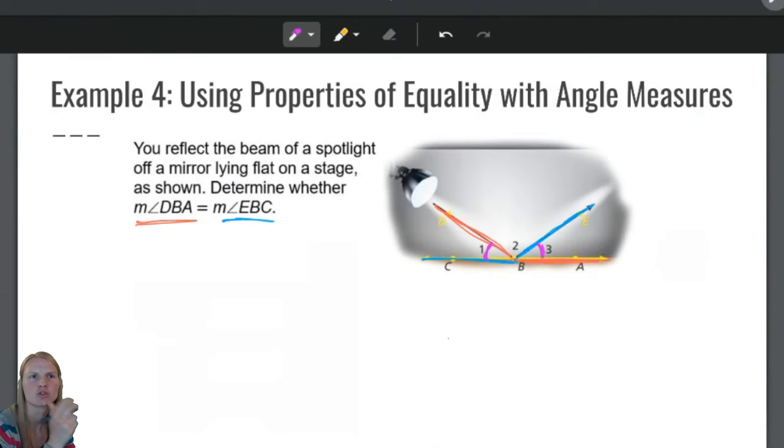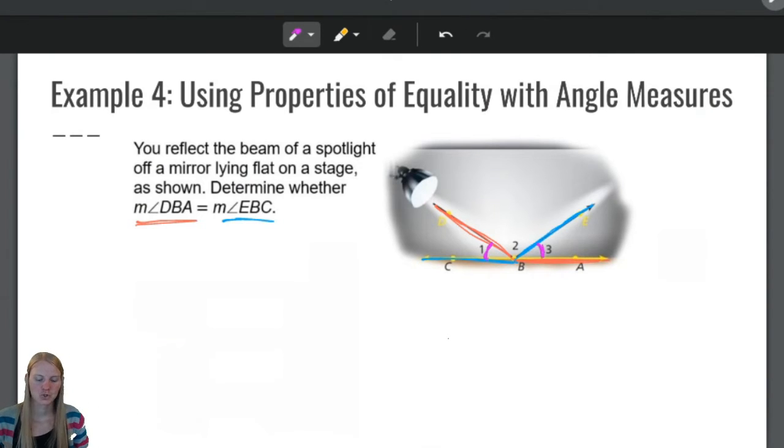So now the question is, is the red angle congruent to the blue angle? What do you think? Before we even flesh this out, what do you think? Do you think yes or do you think no? Pause the video and think about it for yourself. Should the red angle be congruent to the blue angle? Or are they going to be different?